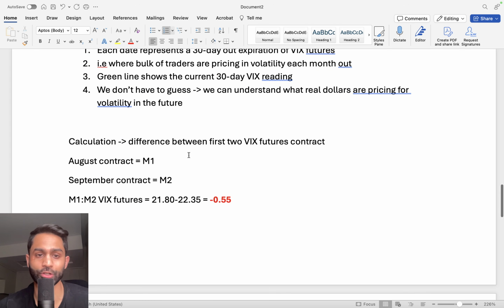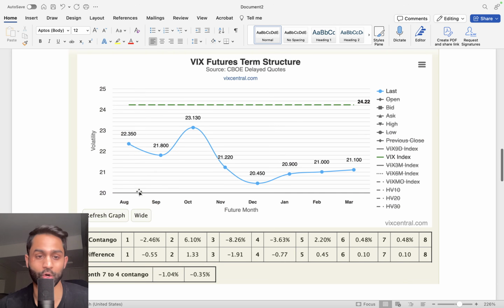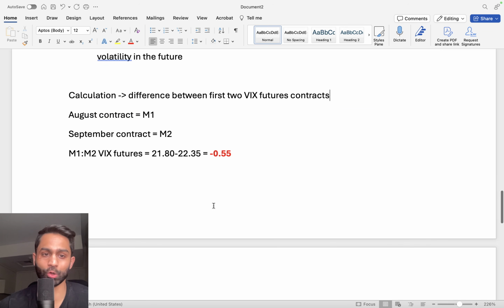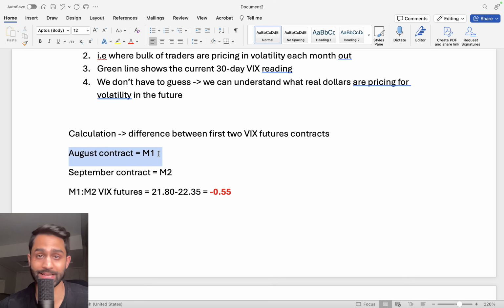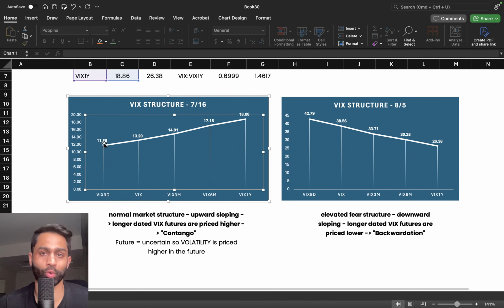So the calculation we need to do here is the difference between the first two VIX contracts, okay? Right now, as it stands, that is August and September. Let's just say the August contract is M1 and the September contract is M2. Now we really have to understand the difference between these two numbers. Because ideally, as I showed you, in a normally functioning market, the shorter duration should be lower priced than the longer duration. In other words, the September contract should be priced higher than the August contract, right?